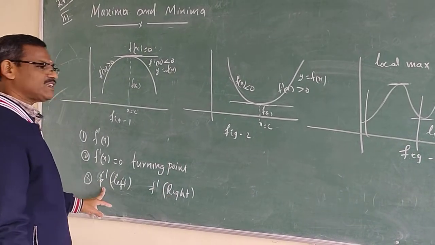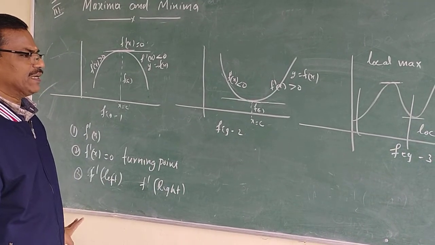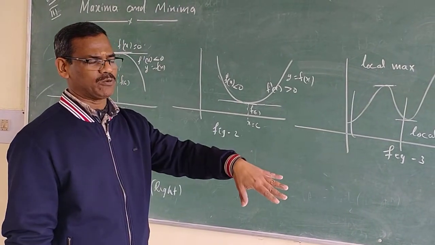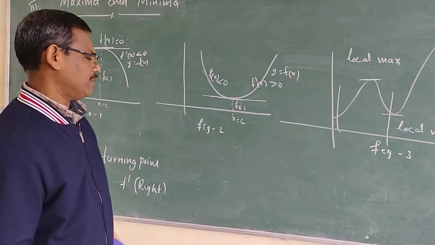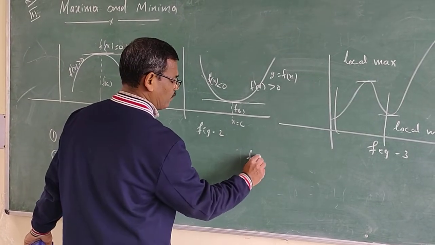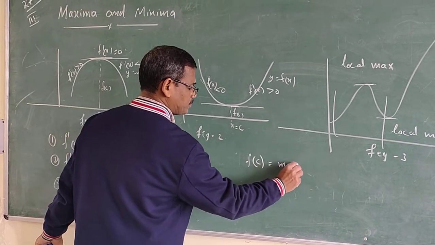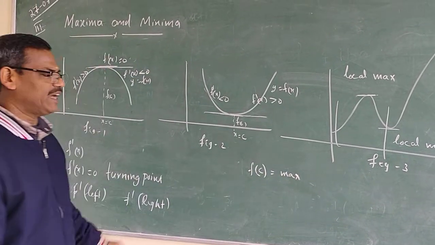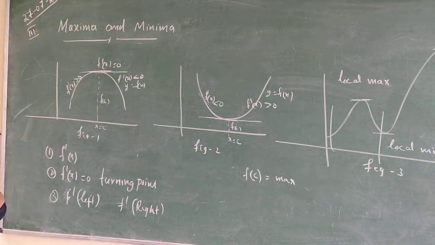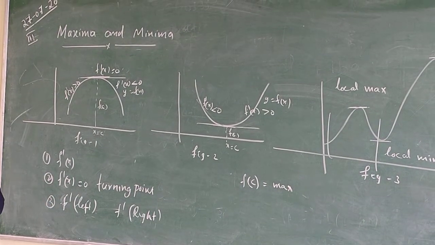If f dash left is positive and f dash right is negative, we call that turning point a maxima. If f dash left is negative and f dash right is positive, we call that turning point a minimum point. And after getting the maximum point and minimum point, find f of c. Suppose c is the maximum point, then f of c is the maximum value. If c is the minimum point, we say f of c is the minimum value. Don't be confused. Sometimes we use f of c, sometimes we use f dash c. You should be very clear about that.